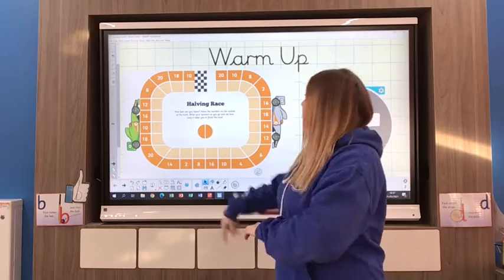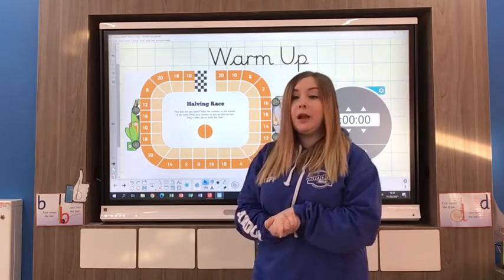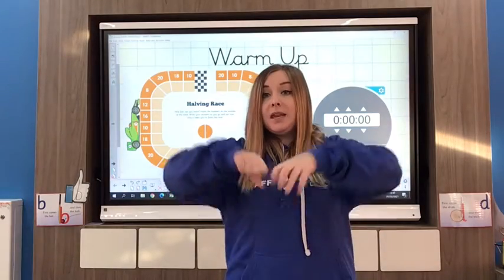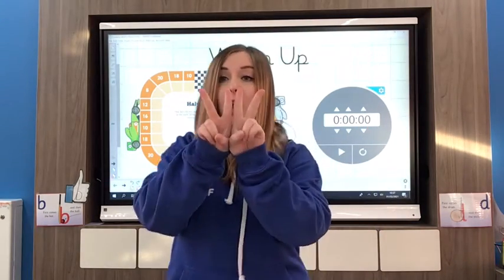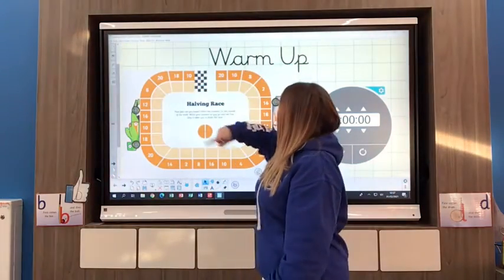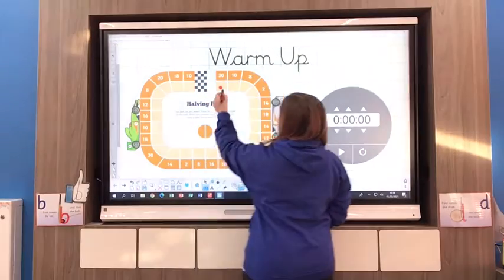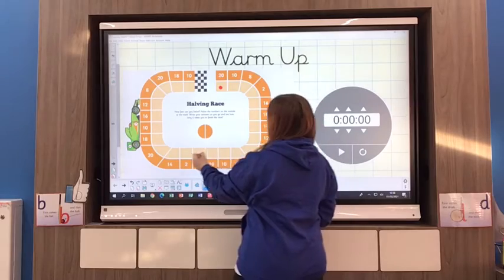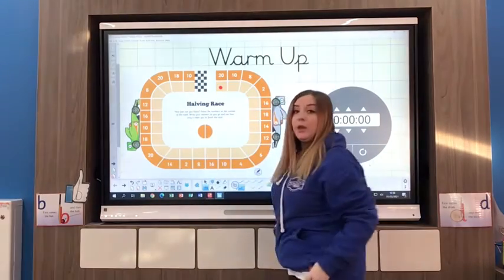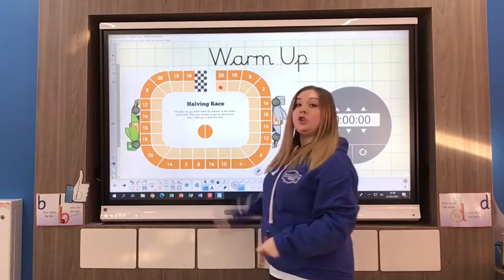Okay, so to get us started, we're going to play a game. And my game is called the halving race. Now we looked at halving last week, and remember halving is where we split, share or divide something by 2. So if I've got 4 and I split it into 2 groups, I'm left with 2.